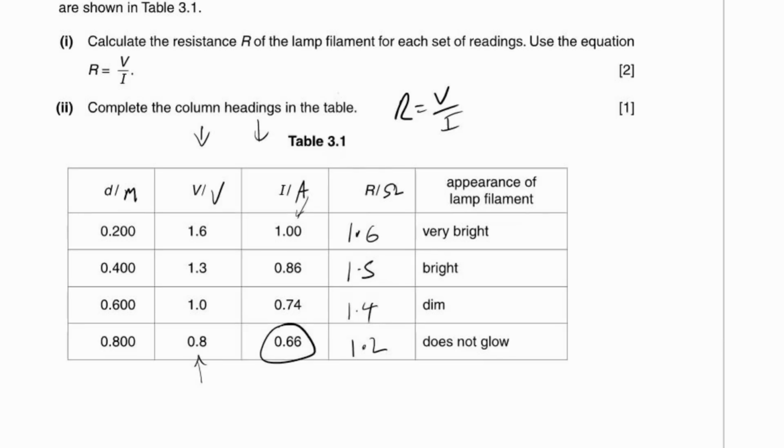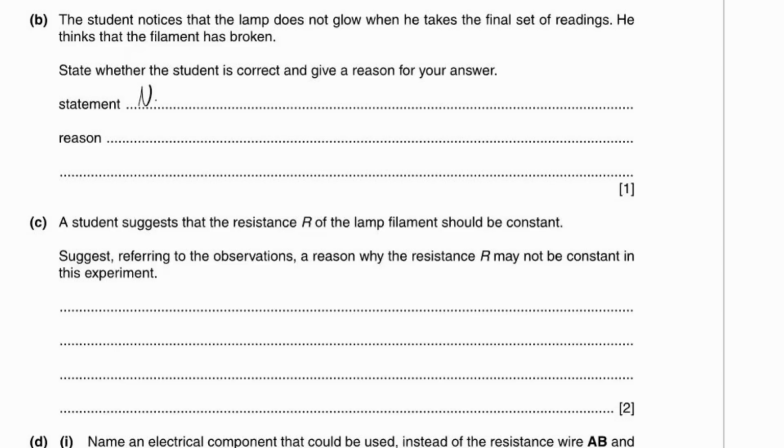Because of this. There's a current travelling through the circuit. If the lamp was broken, there would be no connection, there would be no current. So statement, no, the lamp is working. And the reason? There is a value for the current.